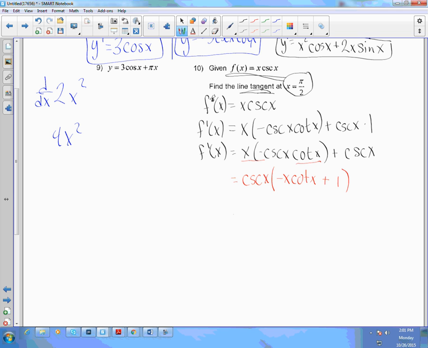Okay, what else could we do? We're finding the tangent line. We're finding the slope. Okay, let's start putting it in now. Pi halves. So cosecant of pi halves minus pi halves cotangent of pi halves plus 1.